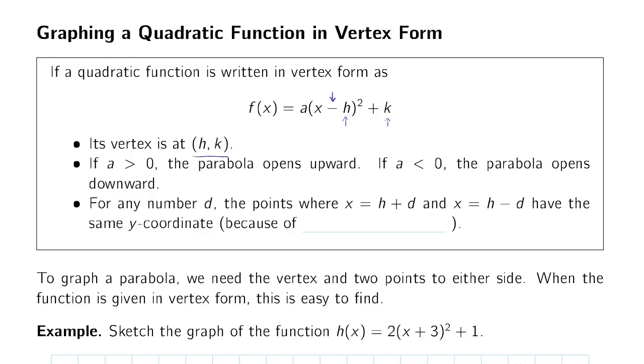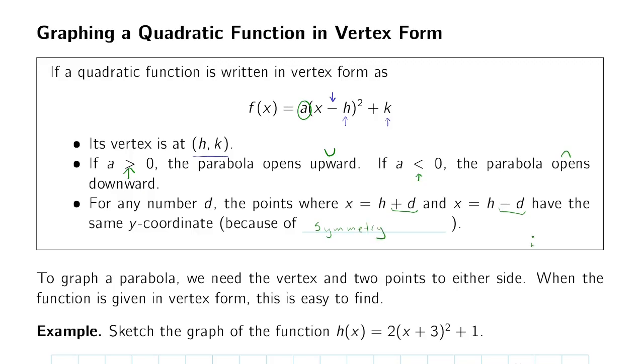If the number a is positive, the parabola opens upward. If it's negative, the parabola opens downward. So a parabola that opens upward looks like this. A parabola that opens downward looks like this. And then for any number, if we move that amount to the right of the vertex, or that amount to the left of the vertex, we get points with the same y-coordinate because of symmetry.